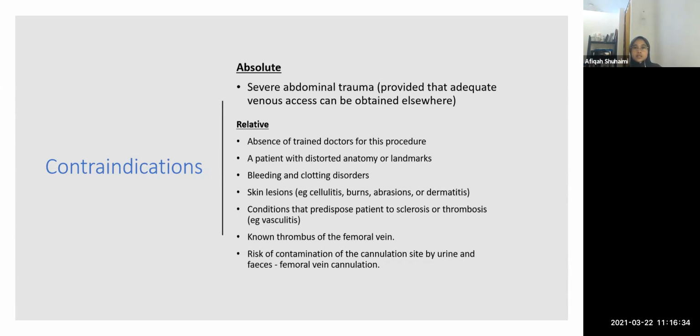For relative contraindication, when there is absence of a trained doctor for this procedure, and when a patient has distorted anatomy or landmark, bleeding and clotting disorders. It is also contraindicated when there is a skin lesion such as cellulitis, burns, abrasion or dermatitis, and when there is a condition that predisposes a patient to sclerosis or thrombosis such as vasculitis. And in a patient known to have a thrombus of the femoral vein for femoral central line. And there is risk of contamination of the cannula by urine or feces for femoral line cannulation.